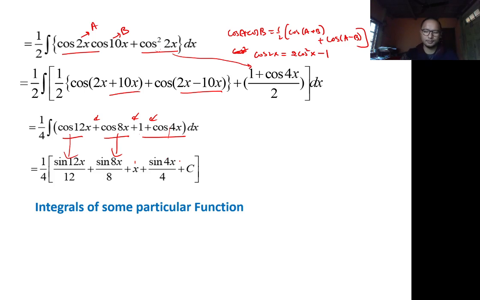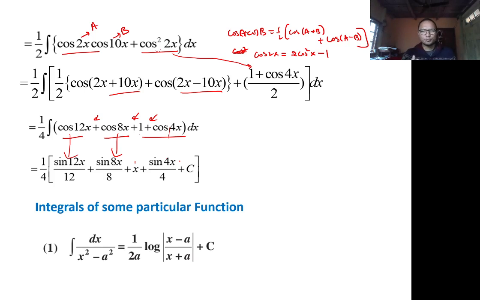Now, integrals of some particular functions. This is more important from an examination point of view. Okay, examination point of view, this is more important. Questions on particular function integrations come in the exam, number one. So that's why I recommend you don't skip this part. Short answer type questions come from this. So let's see one by one.